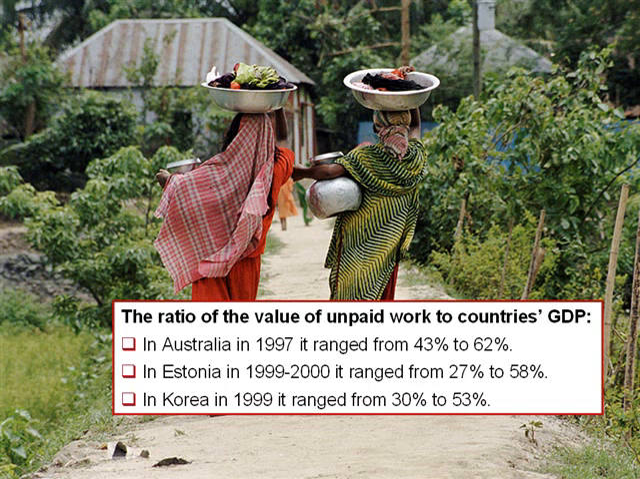For example, according to the Australian Bureau of Statistics, the ratio of the value of unpaid work to Australia's GDP in 1997 ranged from 43% to 62%, depending on the valuation method used. According to Statistics Estonia, the value of unpaid work in Estonia in 1999 to 2000 ranged from 27% to 58% of GDP. In Korea, in 1999, it ranged between 30% and 53% of GDP.